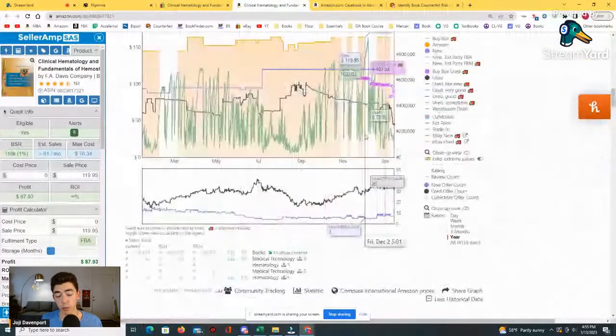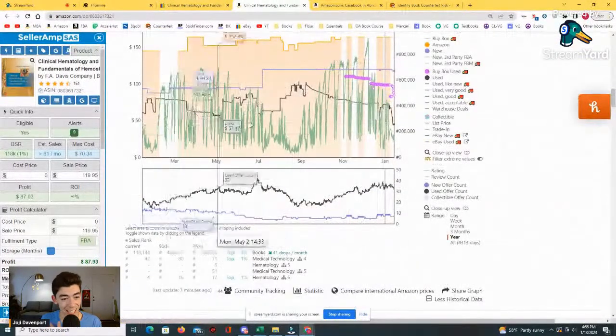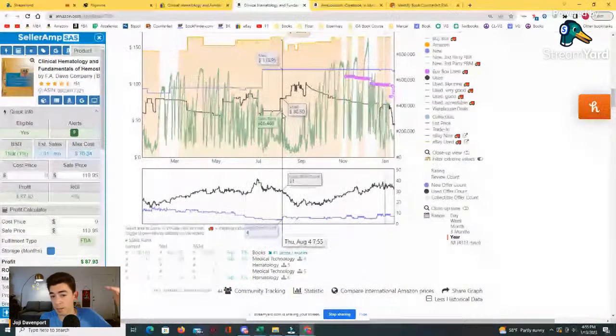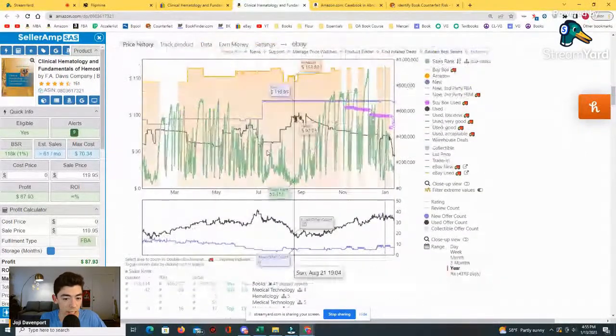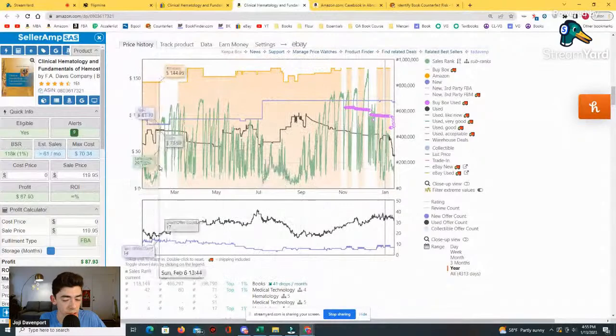But what's actually really interesting about this book is that in the last year, the lowest used price has been around 60, although it's gone up to 80 or $90. This is also textbook season. You see the sales rank does drop really well here in September and also in January.